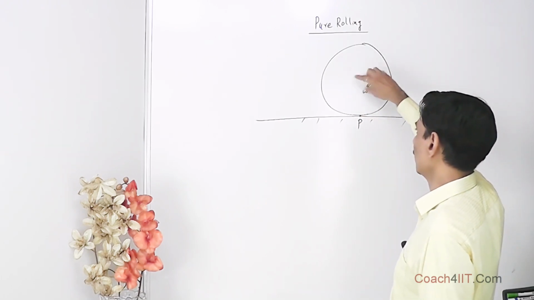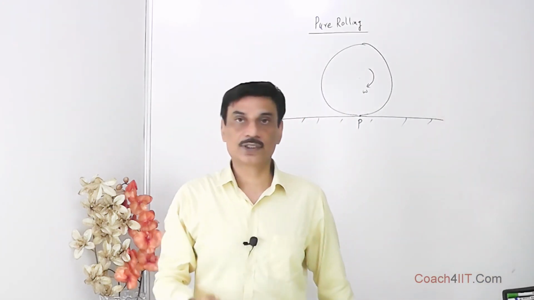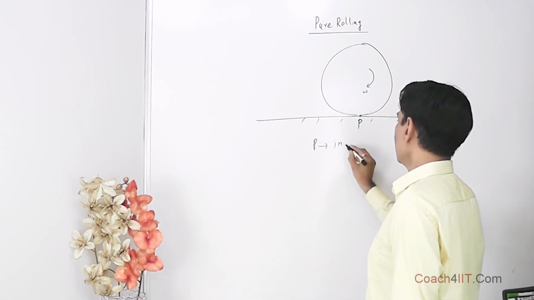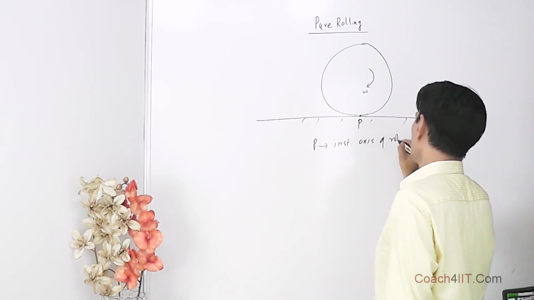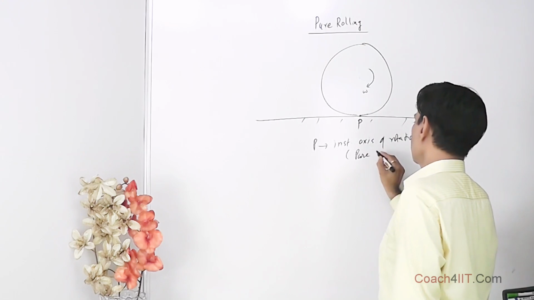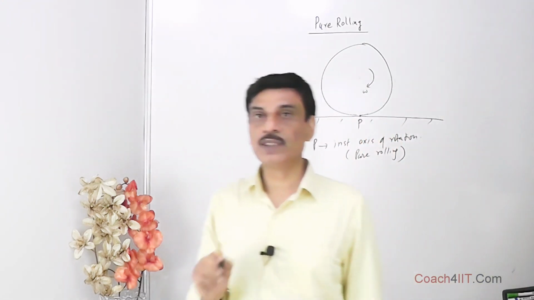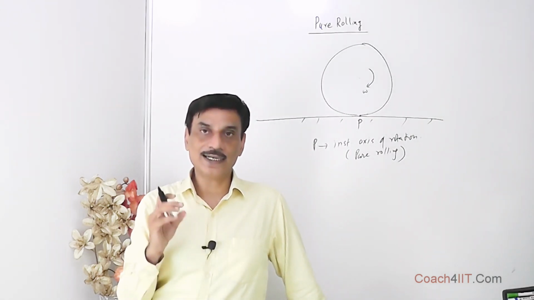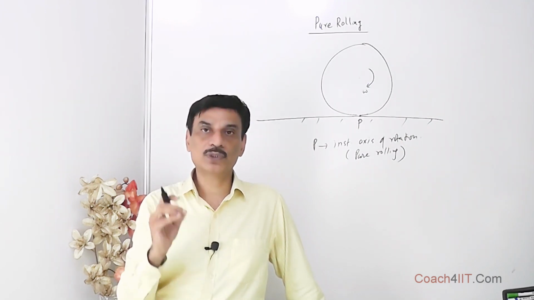Whether you say about this axis or about this axis, that's one and the same thing. Angular velocity is characteristic of the whole body. So we say that point P is the instantaneous axis of rotation. It is only when this is pure rolling, that is, there is no slippage between these two surfaces. Then P is the instantaneous axis, and at this instant the body is revolving about this axis.